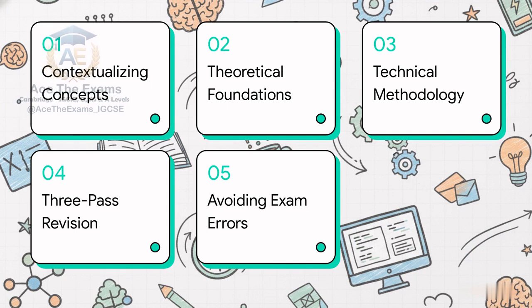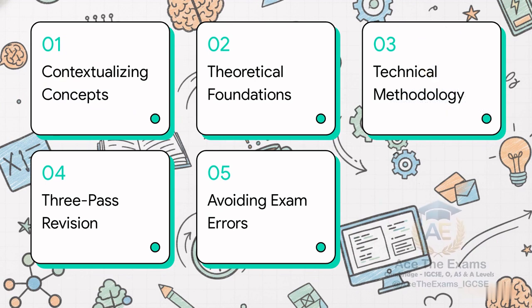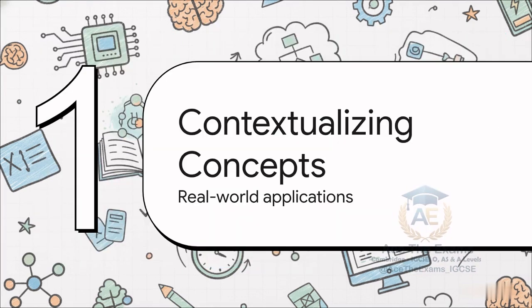We'll start by contextualizing binary concepts. Then we'll build our theoretical foundations, master the technical methodology you need for the exam, walk through the 3-pass revision cycle, and wrap up by learning how to avoid common exam errors. Let's get right to it. Starting off with Section 1, contextualizing binary concepts.